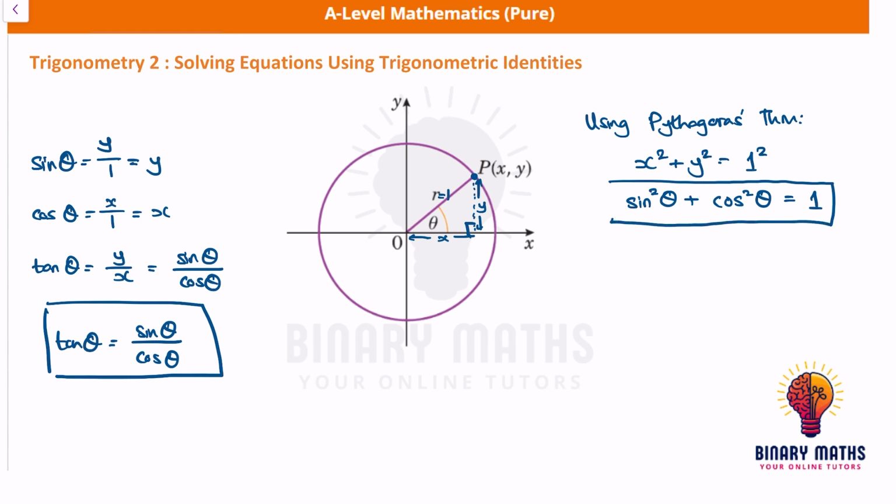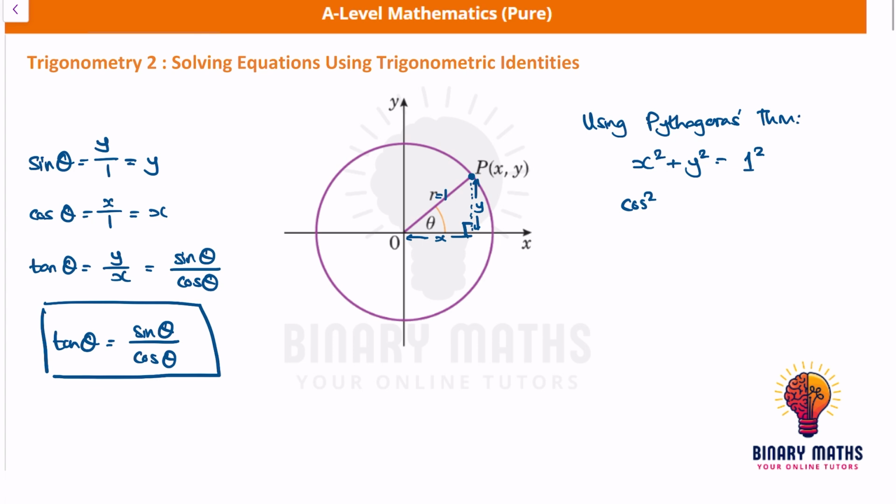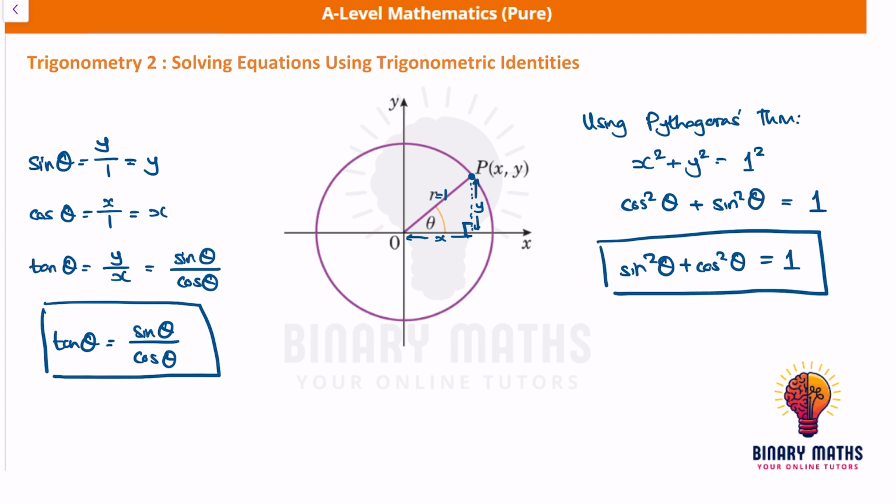I just feel like I shouldn't have written it that way because it's not the right one. So x squared would be cos squared theta, and y squared would be sine squared theta, which is equal to 1 squared, which is 1. But obviously, addition is commutative, so it's the same thing as writing sine squared theta plus cos squared theta is equal to 1. So that is our second identity. Because it's an identity, it's identically equal to 1. And this one is also identically equal to tan theta is equal to sine theta over cos theta.